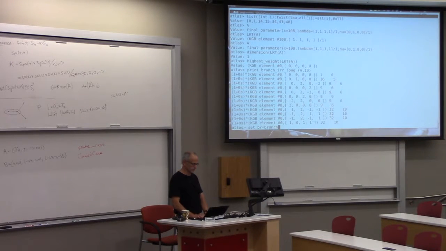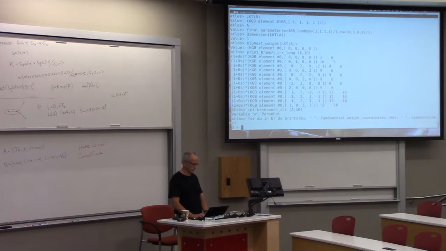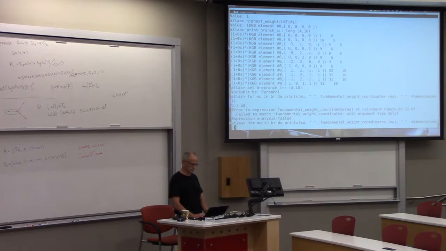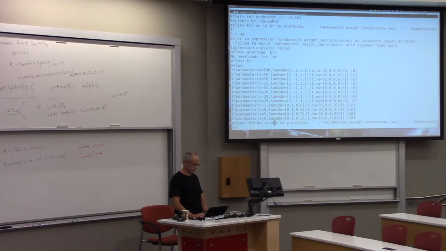You set BR equal to branch irreducible A up to height 10. And then you say for mu in BR to fundamental weight coordinates of mu, I think, dimension of mu. No, unfortunately not. Oh, sorry. BR is a parameter. I need to get the monomials from it. For mu in monomials. Whoops. No, for at mu. Oh, did that do it? Yeah. Of course, I knew that.